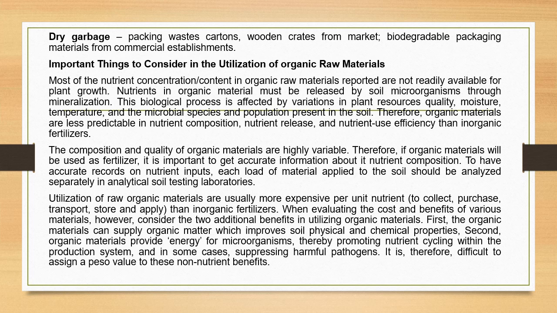An important thing to consider in the utilization of organic raw materials is that most of the nutrient content reported in organic raw materials is not readily available for plant growth. Nutrients in organic material must be released by soil microorganisms through mineralization. The biological process is affected by variation in plant resource quality, moisture, temperature, and the microbial species and population present in the soil. Therefore, organic raw materials are less predictable in nutrient composition, nutrient release, and nutrient use efficiency than inorganic fertilizer. The composition and quality of organic materials are highly variable.